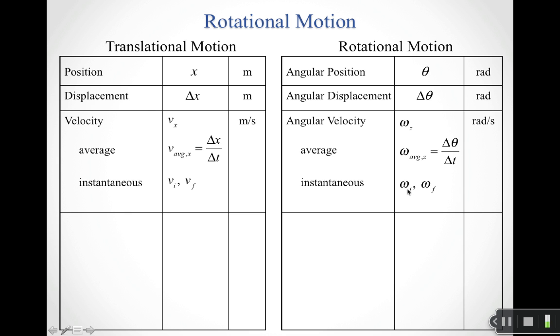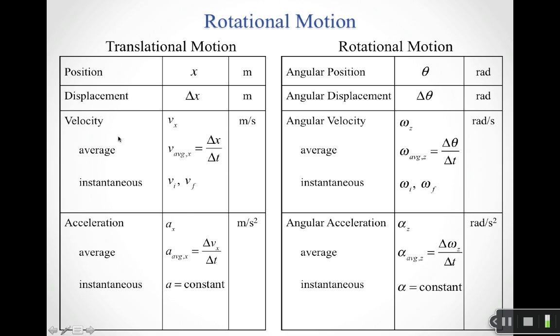Or we can keep track of the instantaneous angular velocity by saying it has some initial angular velocity and some final angular velocity. And again, with an angle per time, the SI units for angular velocity are radians per second. Well, if you were interested in how the velocity changed with respect to time, that was the acceleration. Again, its x component, and it had units of meters per second squared.